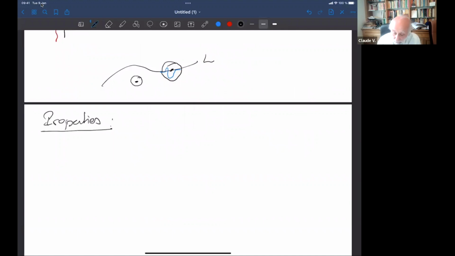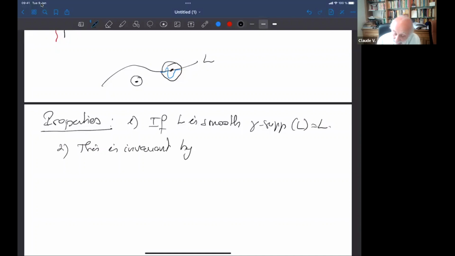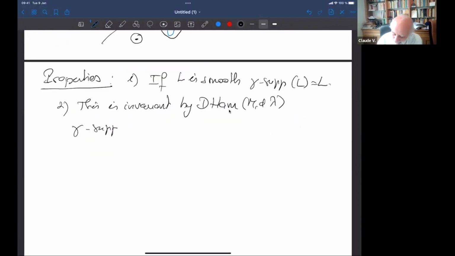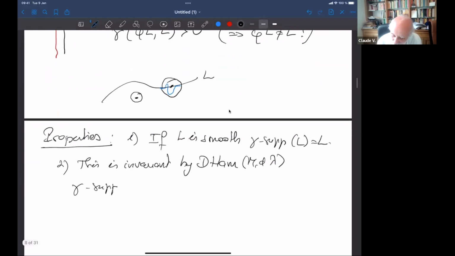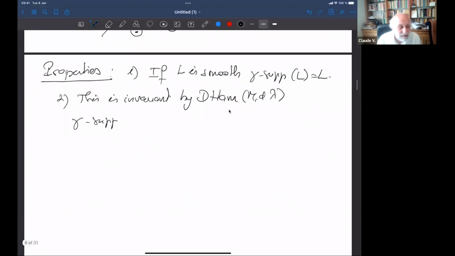Some properties here. First, of course, if L is smooth, the gamma support of L is equal to L. Second thing is that this is invariant by d ham, not by d ham hat, because it wouldn't make any sense. So the definition of this gamma support, if L is smooth, as I explained, is just L. The definition is also invariant by d ham, in the sense that the gamma support of phi of L is the same as phi of the gamma support of L.